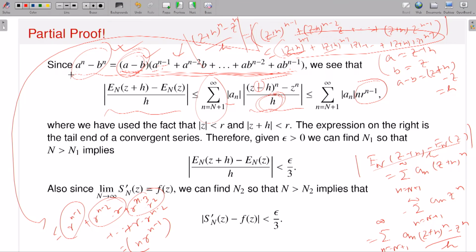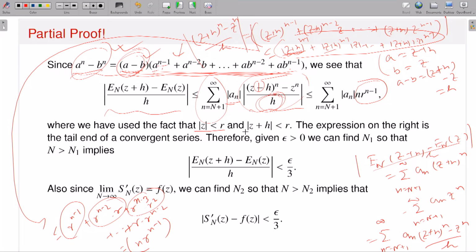Okay, so therefore if I use this formula and if I use this estimate, this is dominated by mod n, keep as it is. So this object is nothing but, as I just explained, mod z plus h to the power n minus 1, then mod z plus h to the power n minus 2 times mod z, up to mod z plus h times mod z to the power n minus 2. Then I am using the fact that mod z is less than r, mod z plus h is less than r. Then the right hand side I estimate by the sum over small n from capital N plus 1 to infinity of mod a n times n times small r to the power n minus 1.